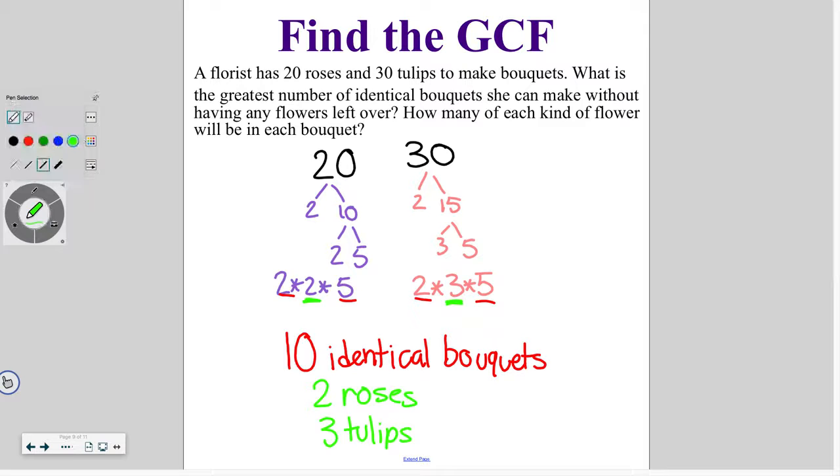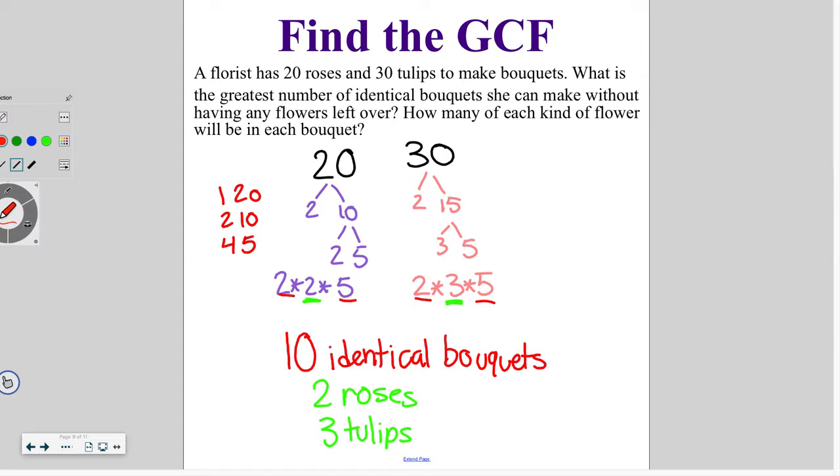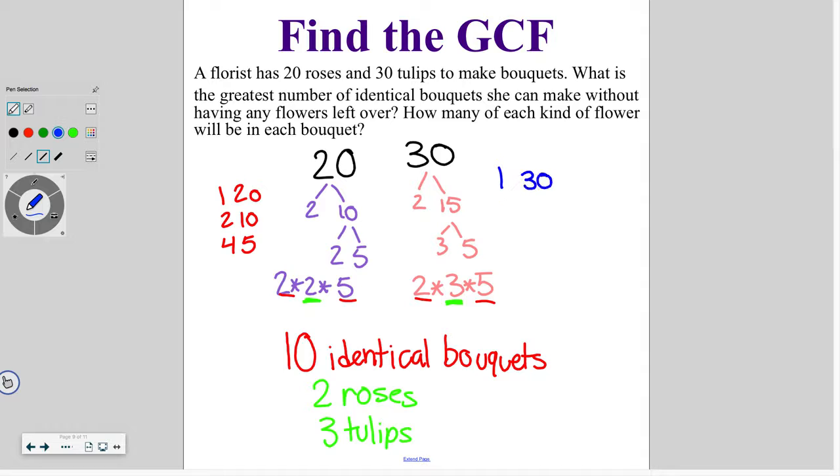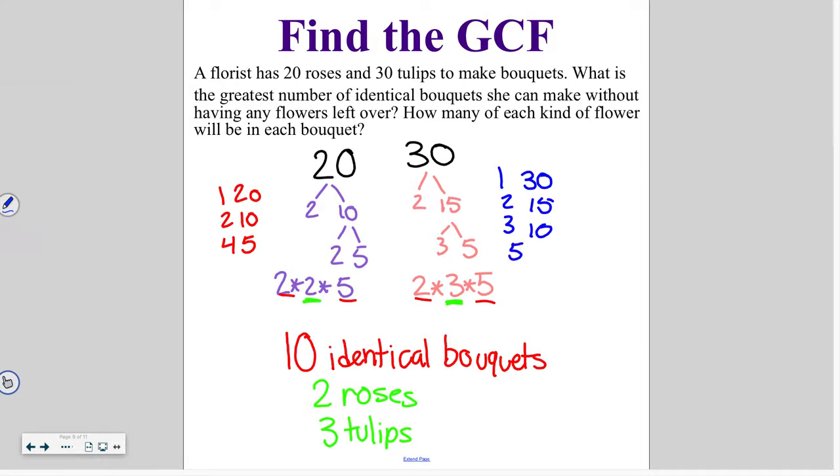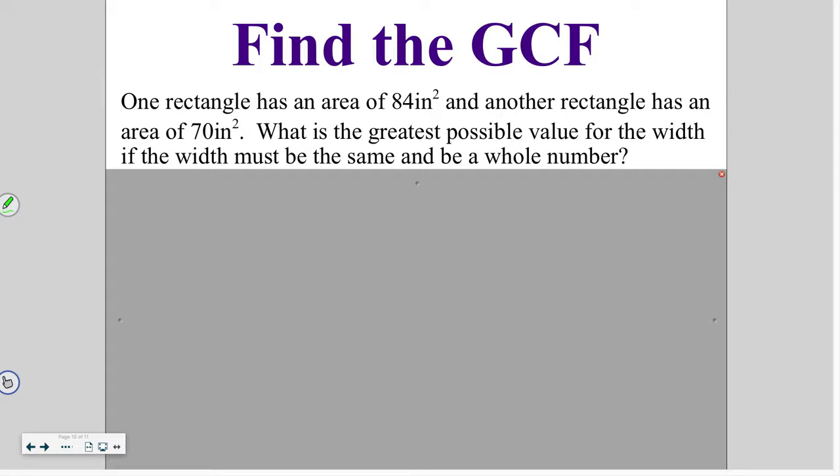Again, if you wanted to do this using the multiplication factors, you could have listed out 1 and 20, 2 and 10, 4 and 5 for 20, and for 30 it would be 1 and 30, 2 and 15, 3 and 10, and 5 and 6. Again, 10 is our common number for both of those, the biggest number that they have in common. Go ahead and try this one on your own.